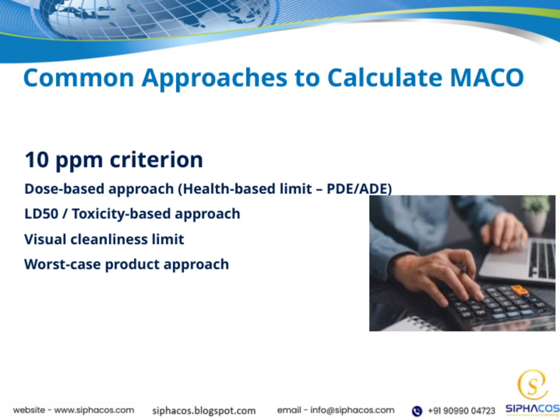We also consider the visual cleanliness limit, which is important in contexts where visibility or cleanliness impacts safety. The worst-case product approach takes a conservative stance by assuming the most hazardous scenario to ensure safety margins are maintained. All these methods are different, but serve the common purpose of establishing safe limits for exposure. By understanding these approaches, we can better appreciate how we set and regulate safe thresholds in various environments, aligning with our overall goal of protecting health and safety.